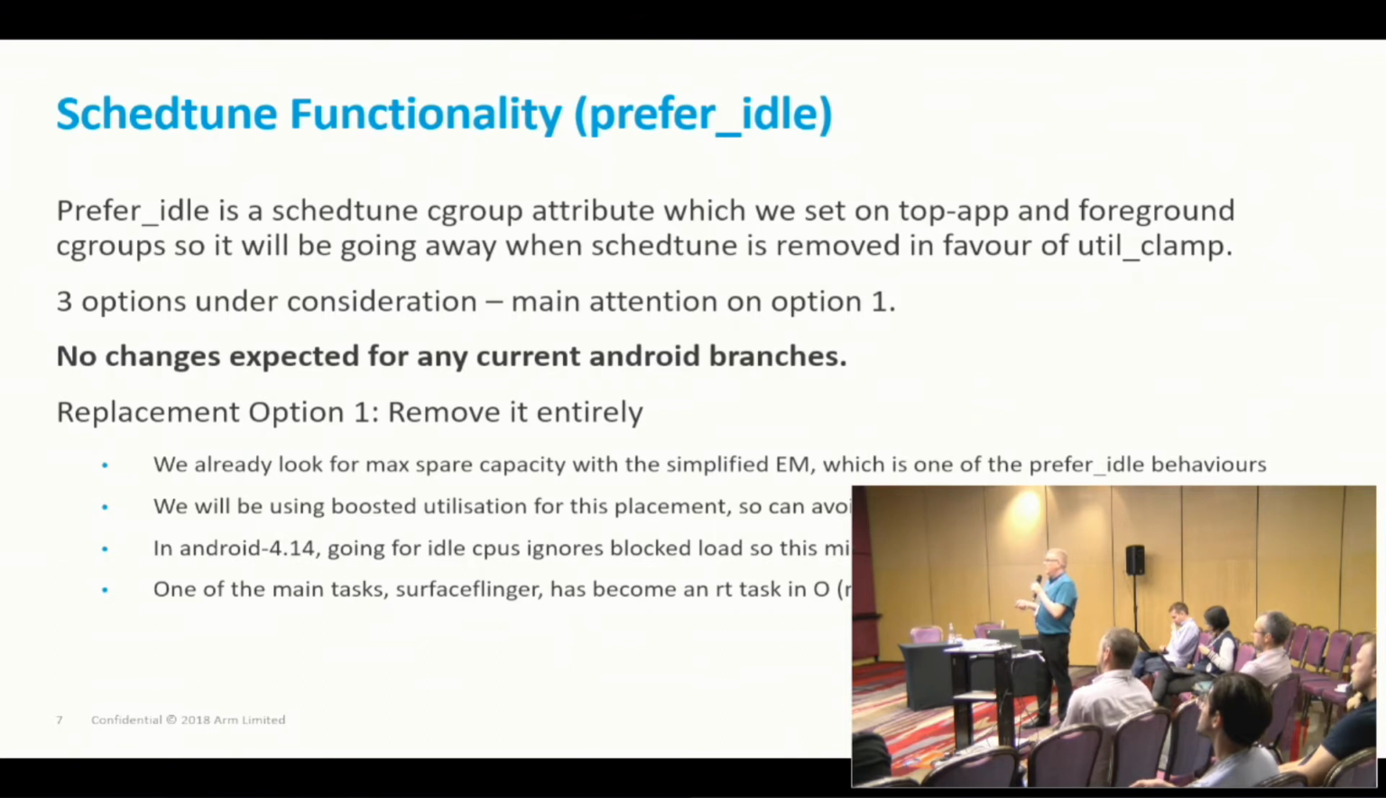And actually it turns out in Android 4.14, when we go for these idle CPUs, we don't actually look at the blocked load. And maybe the fact that we try and choose the lowest exit latency means that we do hit CPUs which are more likely to be woken up again. So making this change might actually help things out. And finally, one of the main tasks which we were trying to prevent preemption from has become an RT task. So that's perfect. CFS can't preempt that now.